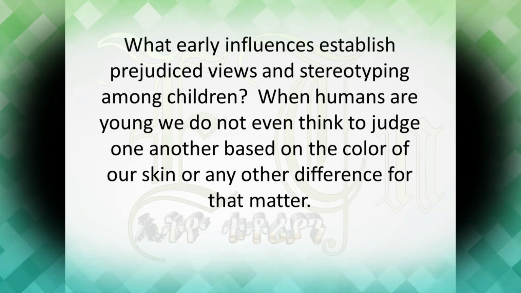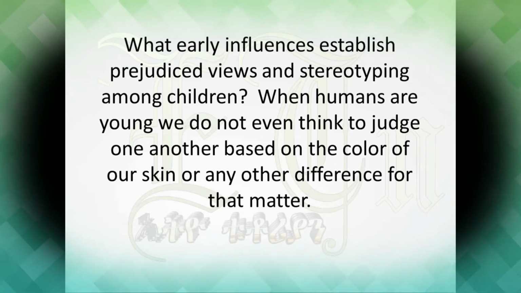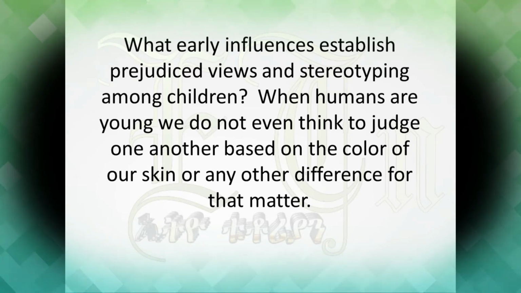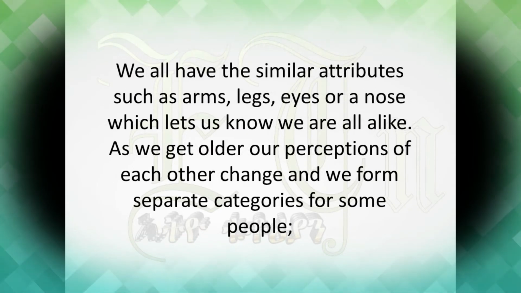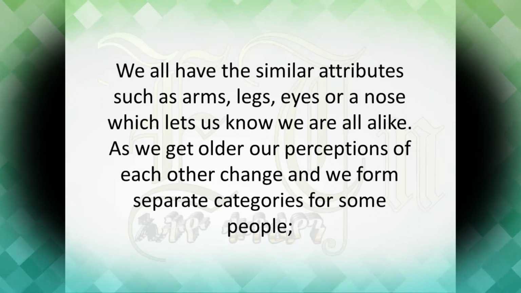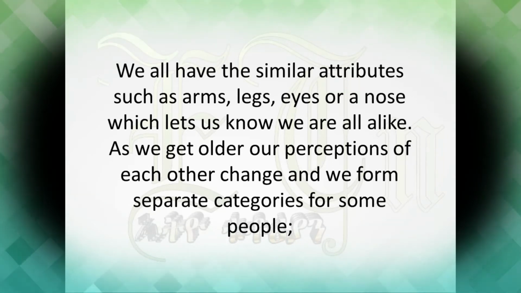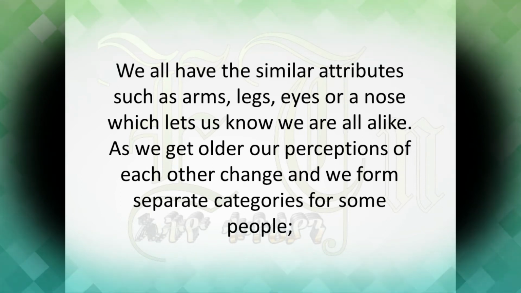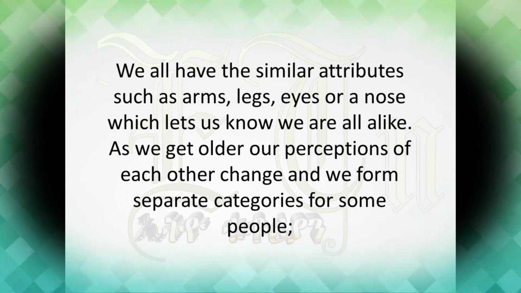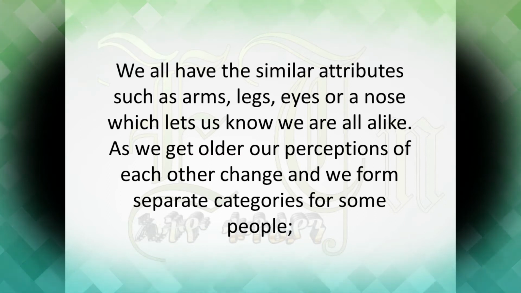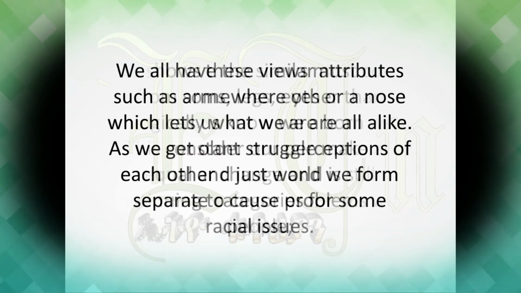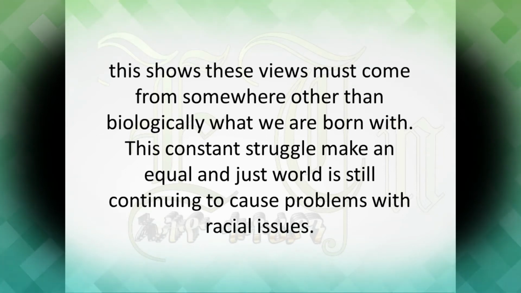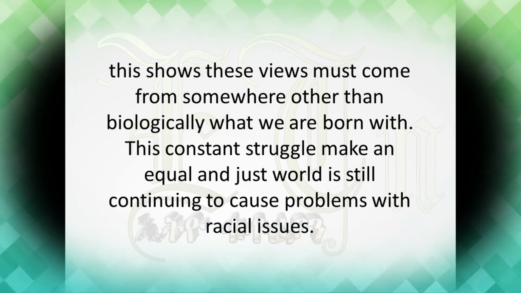When humans are young we do not even think to judge one another based on the color of our skin or any other difference for that matter. We all have similar attributes such as arms, legs, eyes or a nose, which lets us know we are all alike. As we get older our perceptions of each other change and we form separate categories for some people. This shows these views must come from somewhere other than biologically what we are born with.